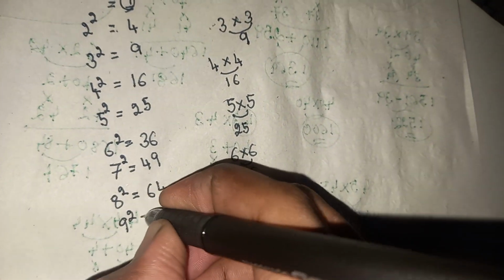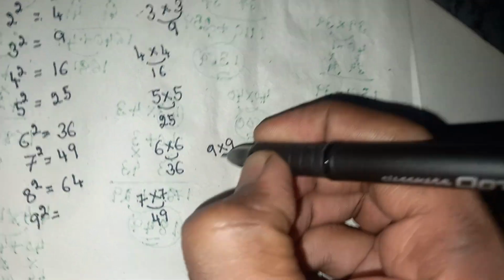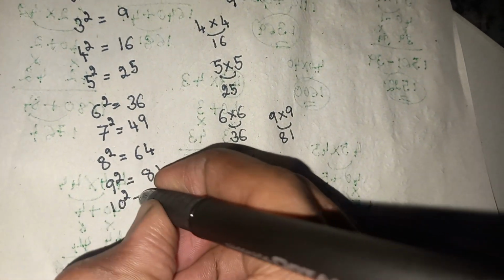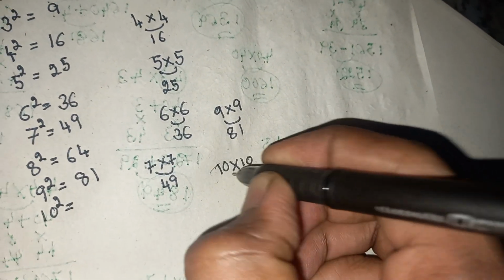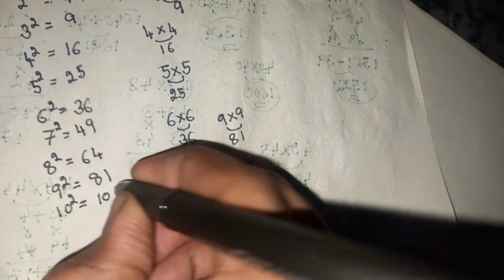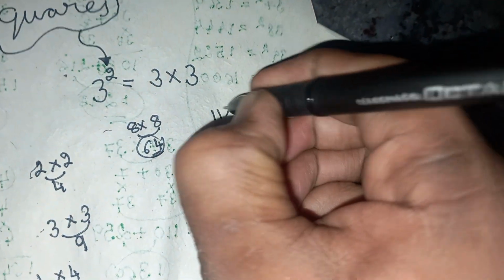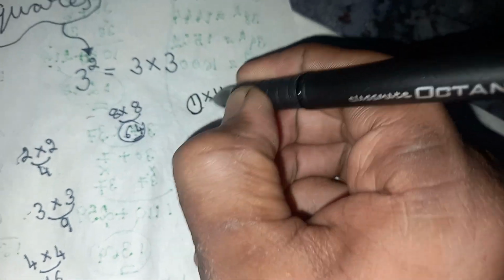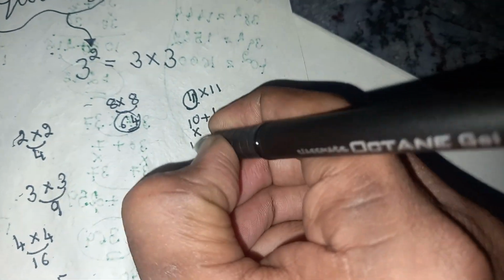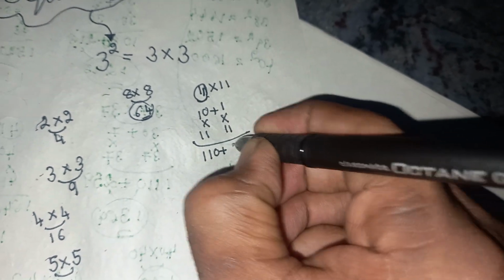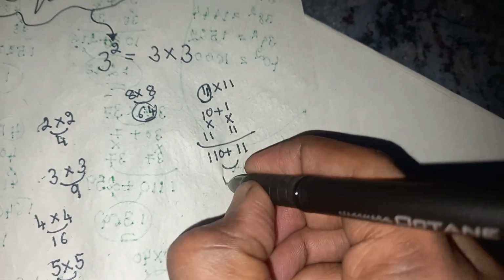And 9 square is 9 times of 9, which is 81. 10 square is 10 times of 10, which is 100. Let's do some more. Here I start by doing 11 square. It is 11 times of 11. You can write 11 as 10 plus 1, and 10 times of 11 and 1 times of 11. 10 times of 11 is 110 and 1 times of 11 is 11. 110 plus 11 is going to become 121.